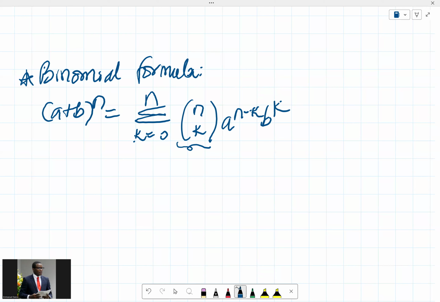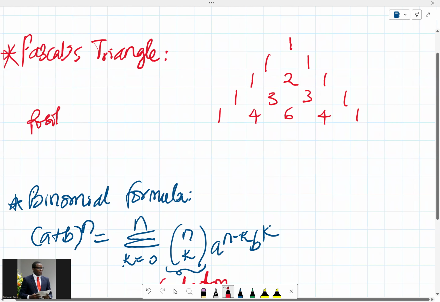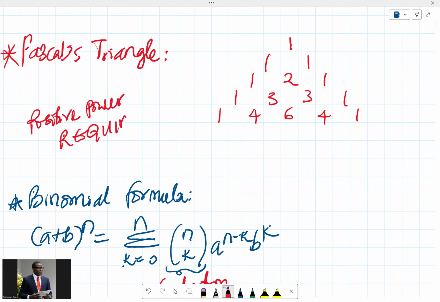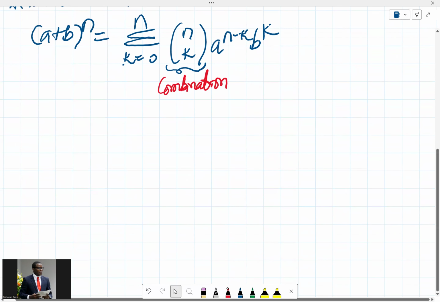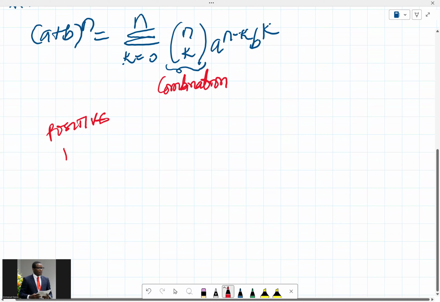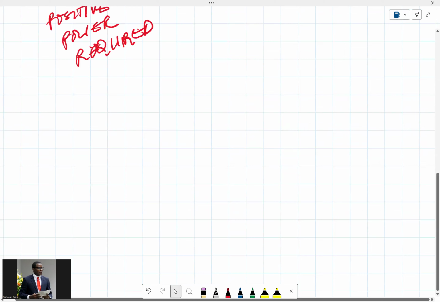So in this case, because this is the combination part, it would usually require you to have a positive n. So just like up here, positive power is required for Pascal's triangle. Positive power is required. I mean, positive and whole number power. Then here too, positive power is required.